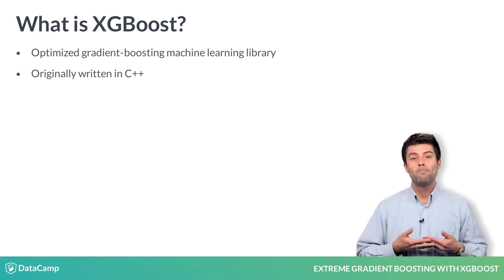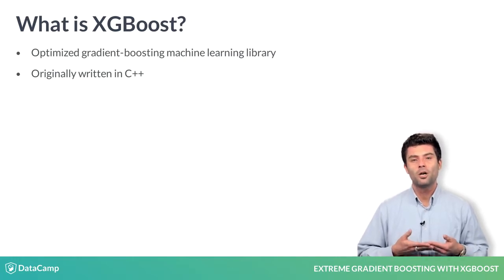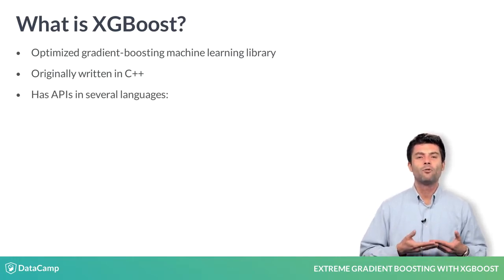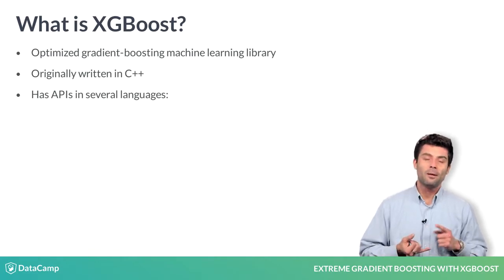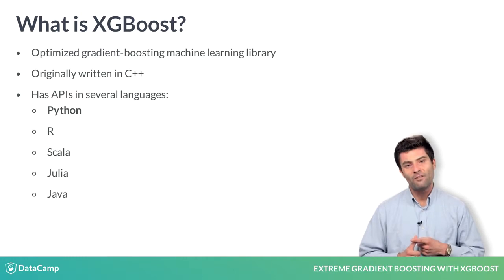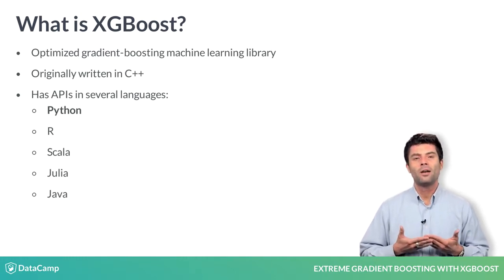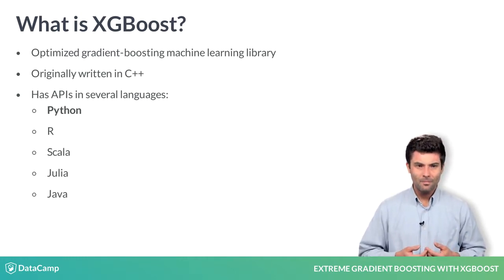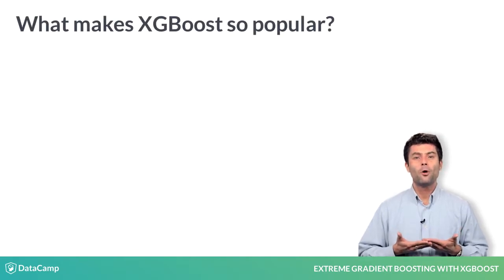As a result, bindings, or functions that tapped into the core C++ code, started appearing in a variety of other languages, including Python, R, Scala, Julia, and Java. We will cover the Python API in this course. What makes XGBoost so popular?